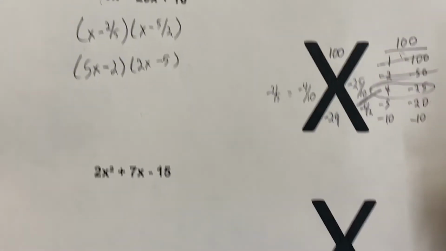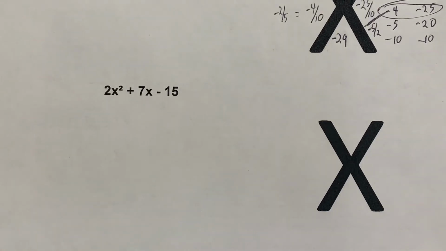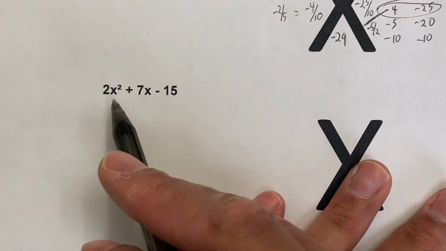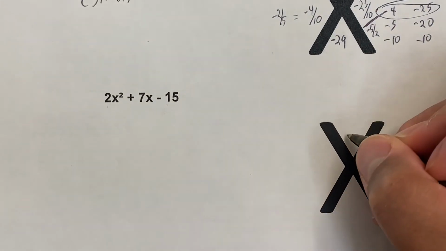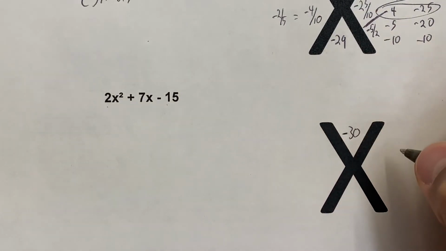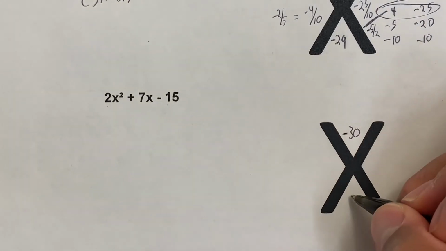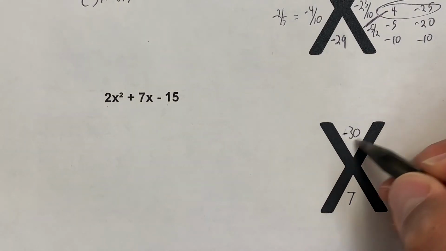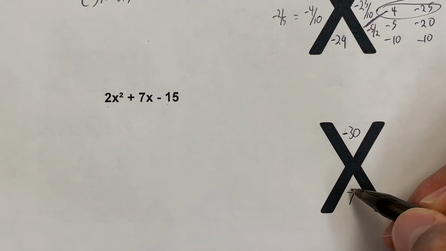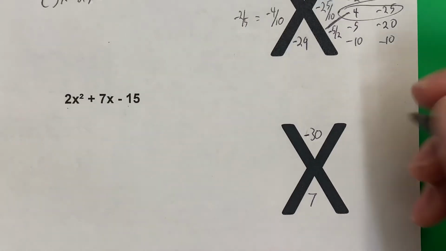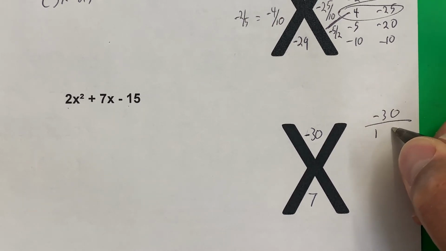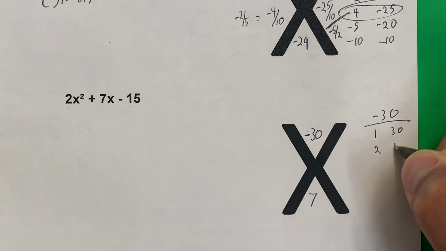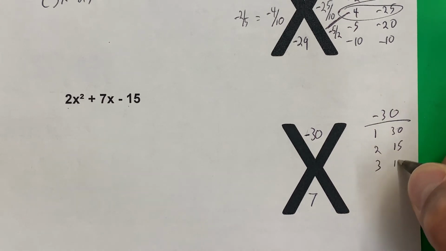And then last but not least, we have one more example here, 2x squared plus 7x minus 15. Again, A is 2, C is negative 15, 2 times negative 15 is negative 30, okay? And then B is 7. So I'm looking for factors of negative 30 that add up to 7, okay? So negative 30, its factors are 1 and 30, 2 and 15, 3 and 10.